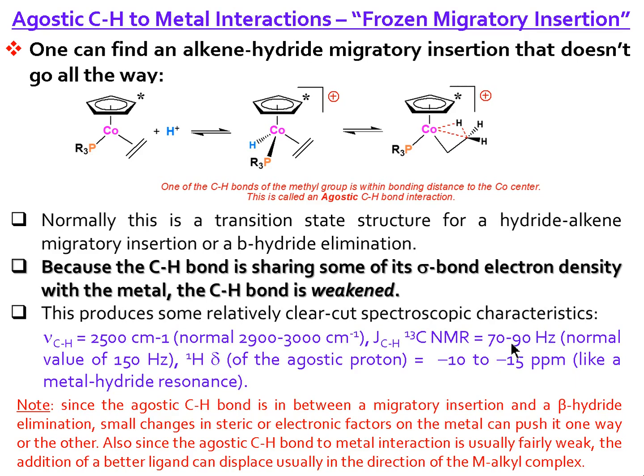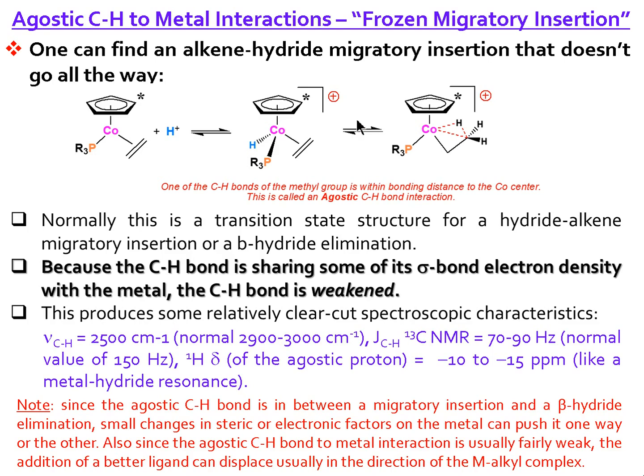The CH agostic bond coupling is between 70 and 90 Hertz, while the normal value is around 150. This is the coupling of the CH bond. In hydrogen NMR, the chemical shift for the agostic bond is between -10 and -15 ppm, so it's like a metal hydride resonance.